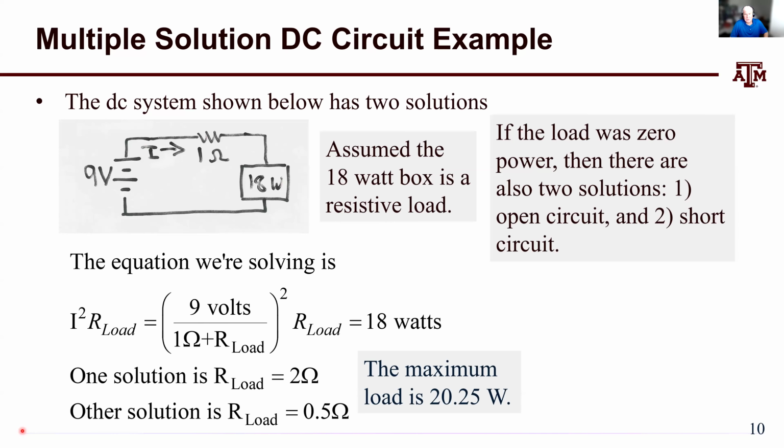If I said the load was 0 power, then one solution would be an open circuit and another solution would be a short circuit. So this sort of multiple solutions is inherent to modeling constant power loads, and in the power flow, we're going to have constant power output of generators. So there's no getting around this. The question is, how do we best manage it?